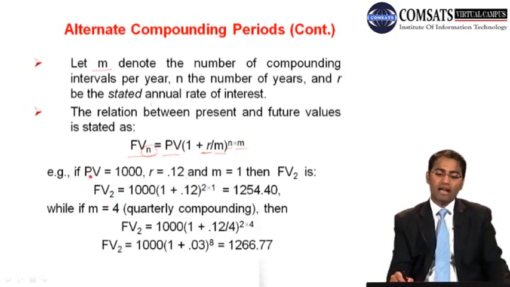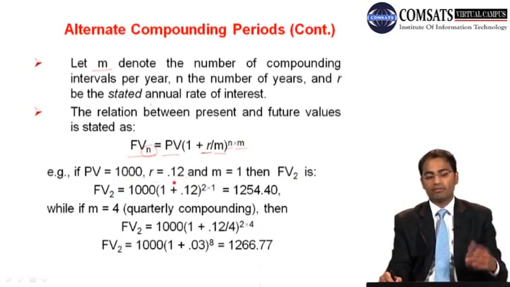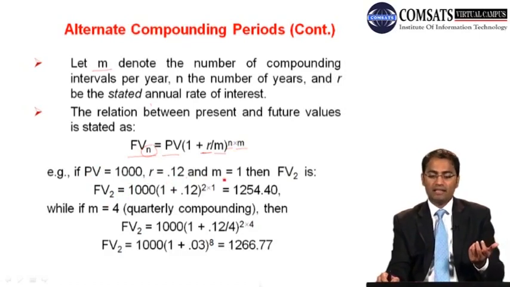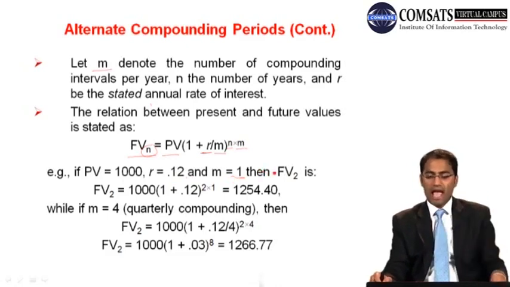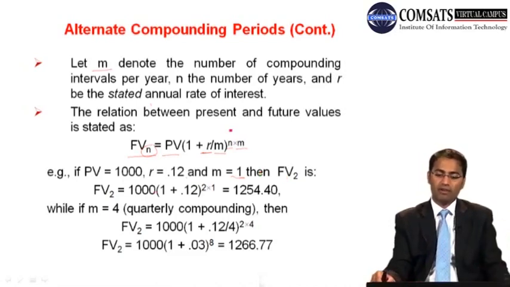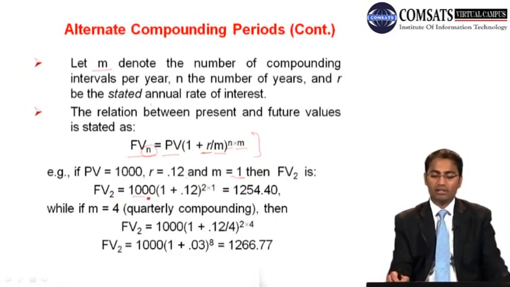So if we have a PV of 1000 and the rate of interest is 0.12, and M is equal to 1, that is annual compounding, then the future value for 2 years will be, if we put it in that formula, after the second year, 1000 times 1.12 to the power 2 times 1, and that becomes 1254.40.